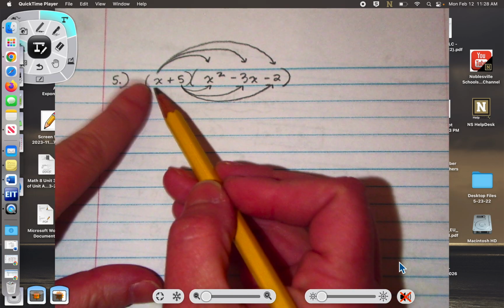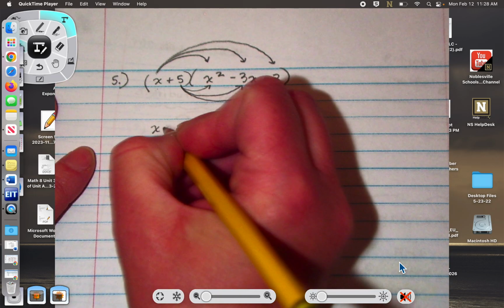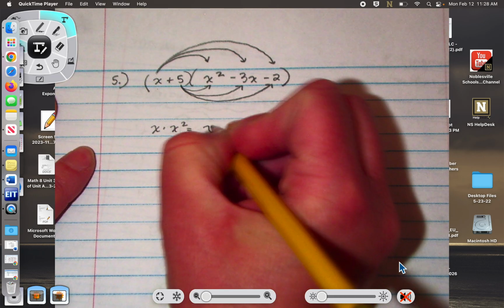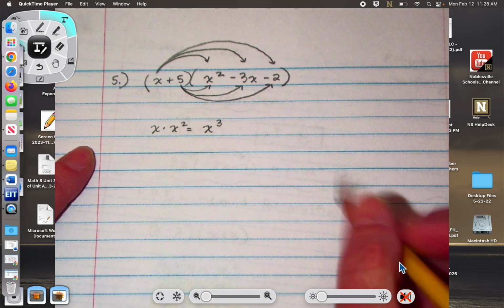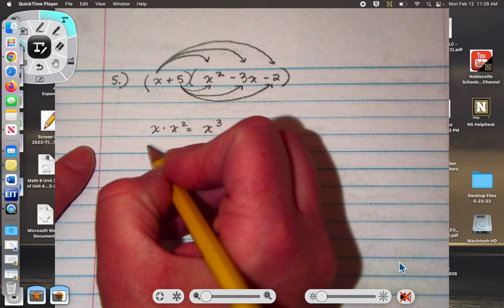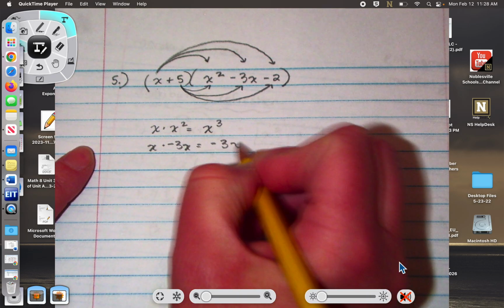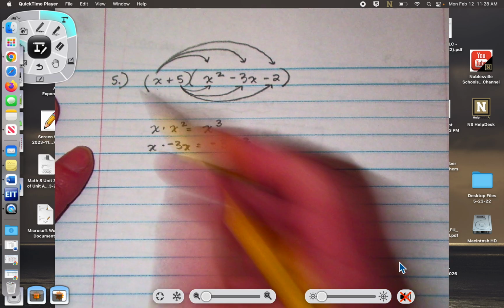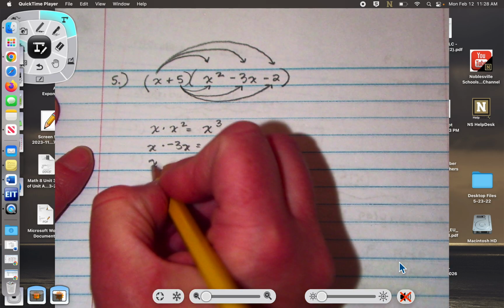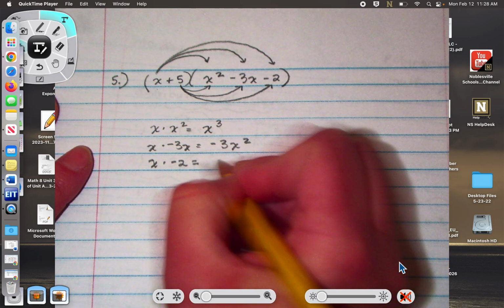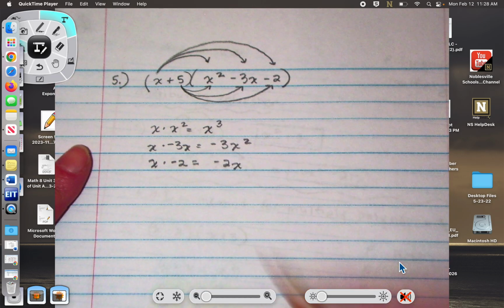So if I do x times x squared, I'm going to get x to the third. X times negative 3x is going to give me negative 3x squared. And then x times negative 2 is going to give me negative 2x.